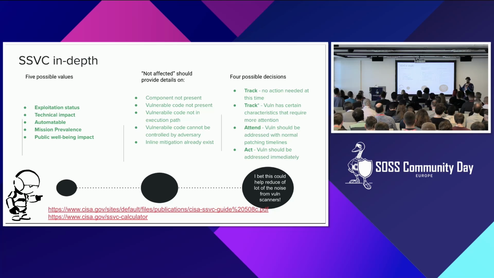Based off the SSVC analysis, you can track it, that there's no action. You track it star, and that means you have certain characteristics that require more attention. They have attend, which means that you need to address this as part of your normal patching process. And then they have something called act, which means this is a real problem. You should act to do something today about this.